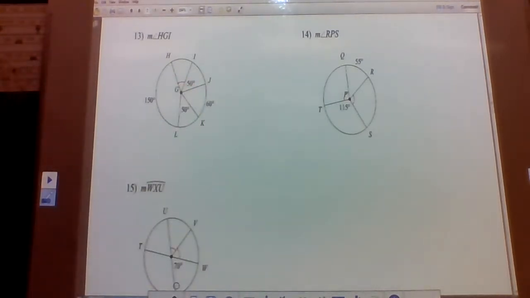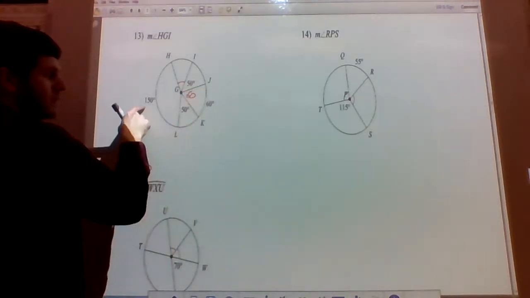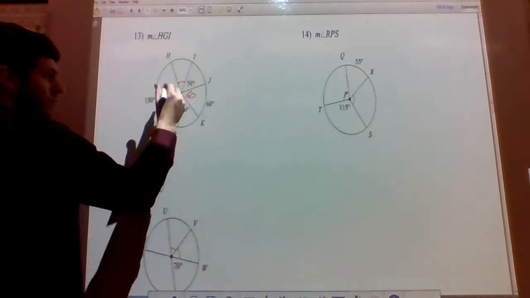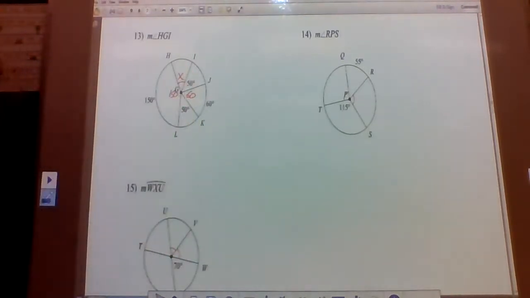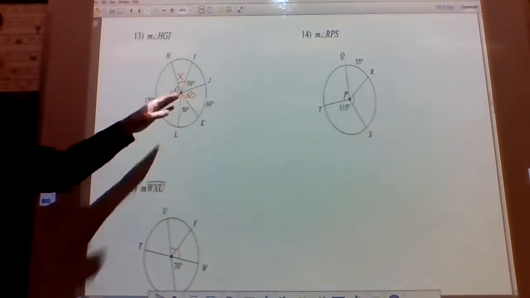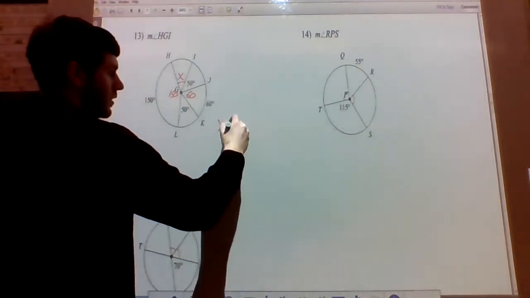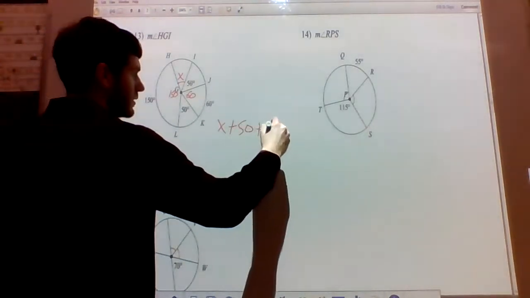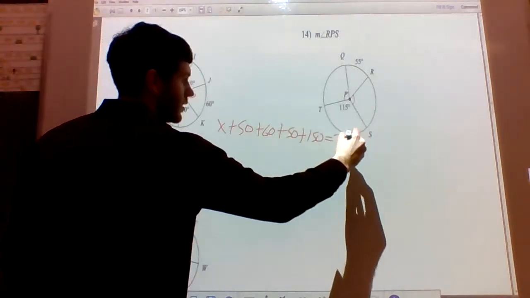Well, we know if this arc JK is 60, that this central angle is 60. And if this arc HL is 150, the central angle is 150. Okay, and we can label the angle we're trying to find X. And we know all those central angles are going to add up to 360. 360 degrees in a circle. So X plus 50 plus 60 plus 50 plus 150 is going to equal 360.